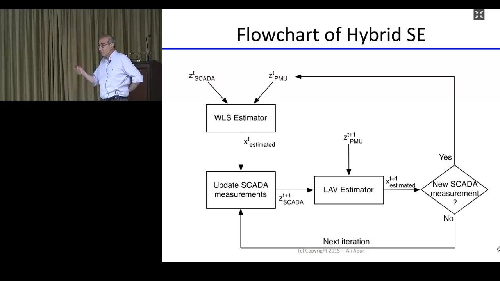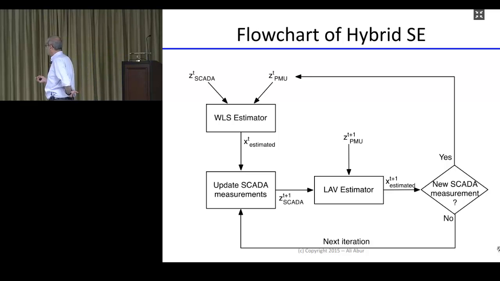You can actually calculate SCADA measurements. So those that you received in the previous scan will get updated. Not all of them, but some of them will get updated. And with these updated SCADA and the new set of PMU measurements, you do another update. You continue these updates in this period between the two SCADA scans, until the new SCADA arrives. Then you go back and start from scratch, and build your weighted least squares estimator again with the SCADA.